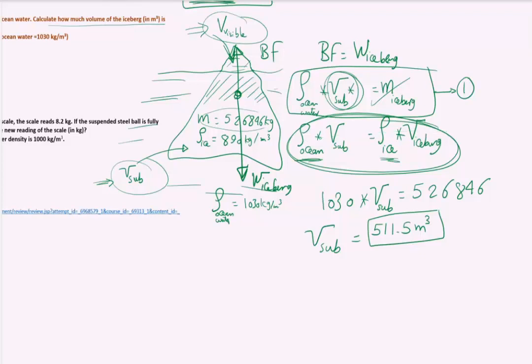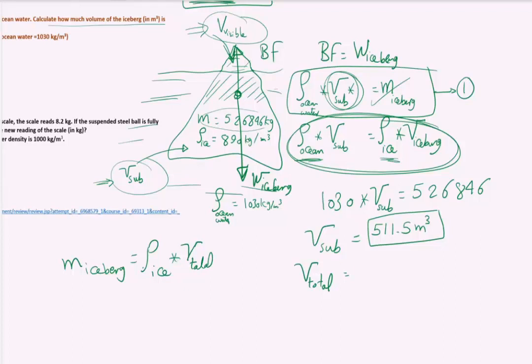We need the visible volume. Okay, so we need to calculate the total volume first. We need to calculate the total volume of the iceberg. V total, the total volume of the iceberg, equals what? We know that the mass of the iceberg equals the density of the ice, as we said, times the total volume of the iceberg.